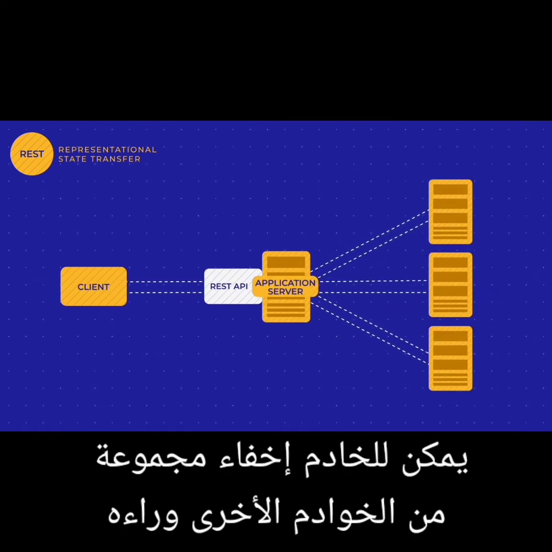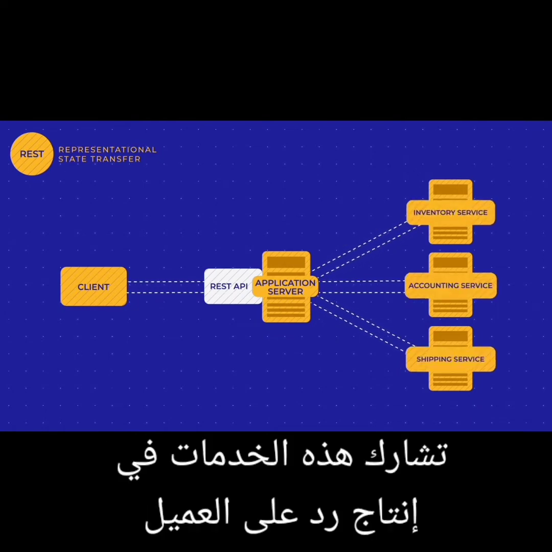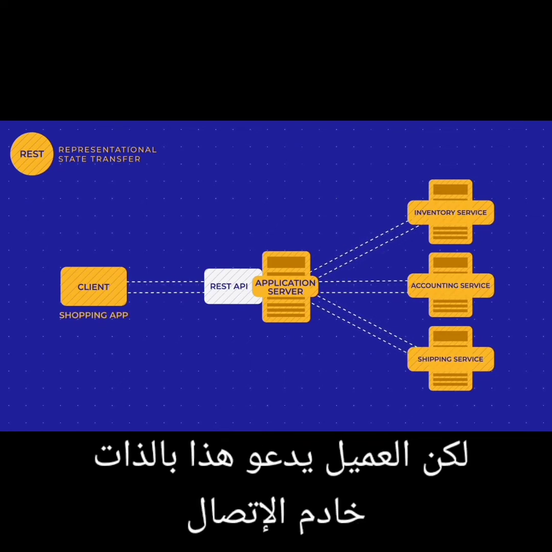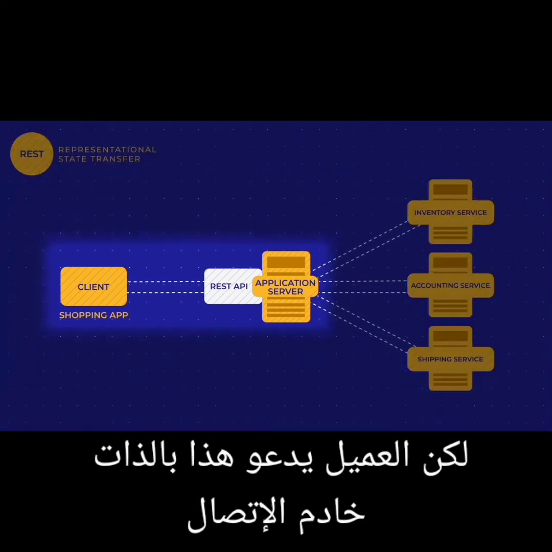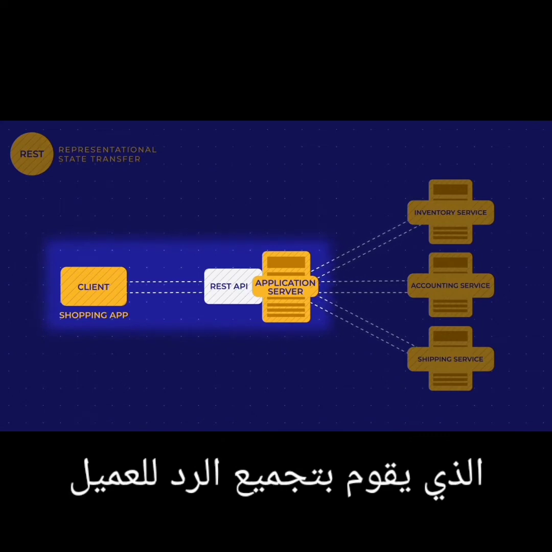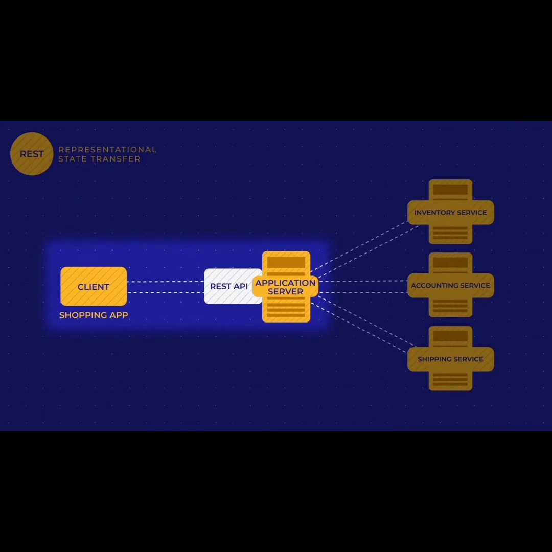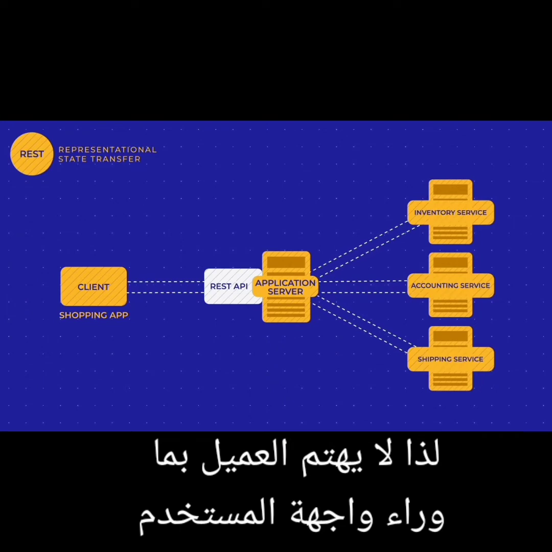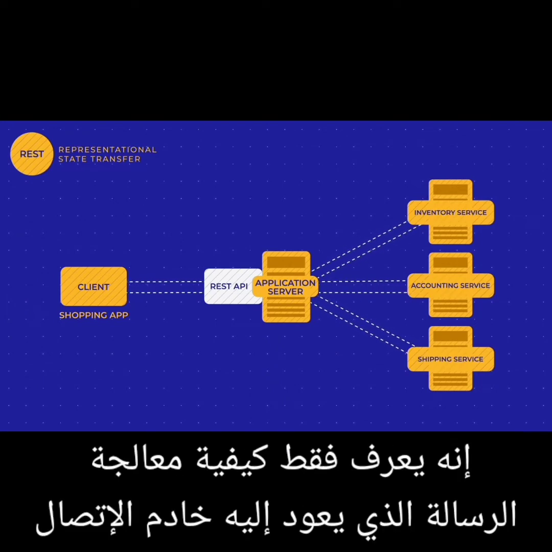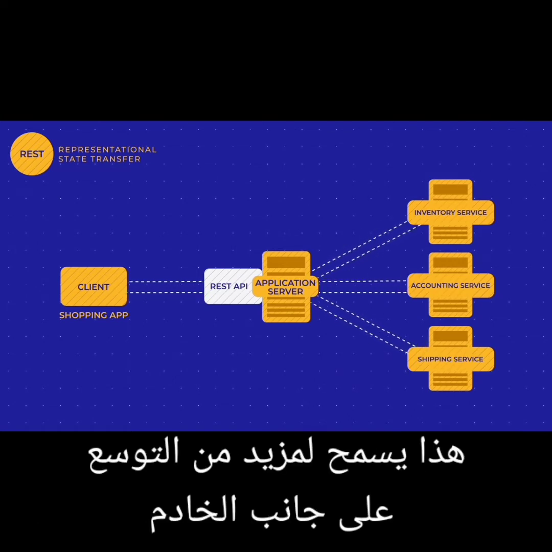A server can hide a set of other servers behind it. These services take part in producing a reply to the client. But a client calls this particular contact server that aggregates the reply for the client. So a client doesn't care what's behind the interface. It only knows how to process the message that a contact server returns. This allows for a greater scalability on the server side.